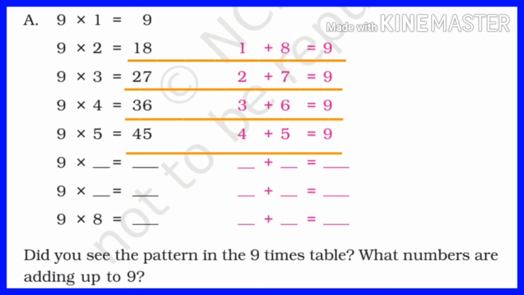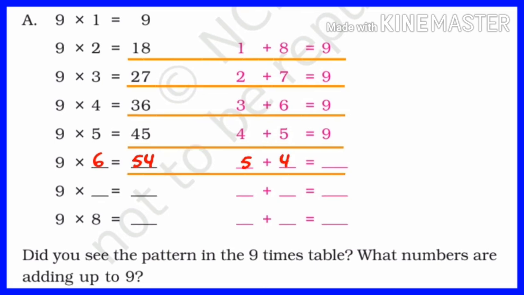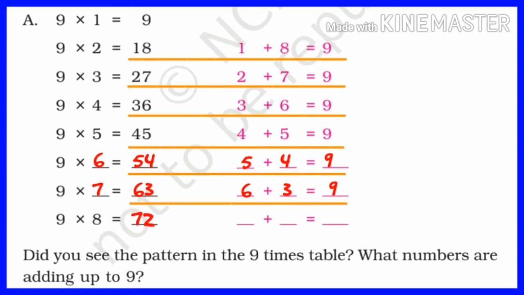Similarly, next will be 9 sixes, that is equal to 54. If you add the numbers 5 and 4, you will get 9. Next one, 9 sevens are, yes, that is 63. Add the numbers 6 plus 3, that is equal to 9. Next one, 9 eights are 72. You have to add the numbers 7 and 2. You will get the answer 9.